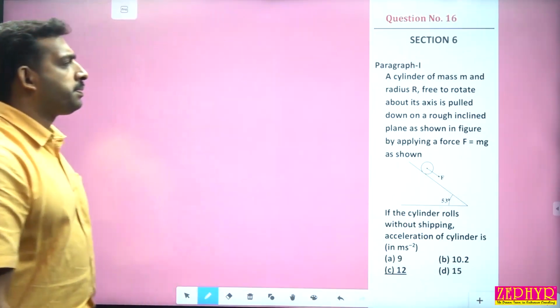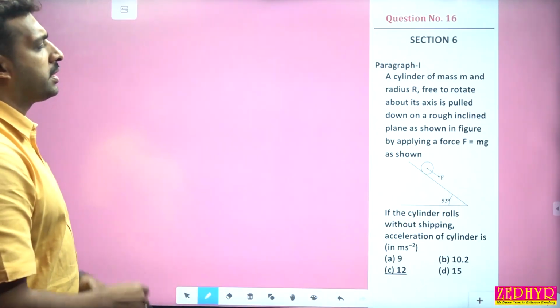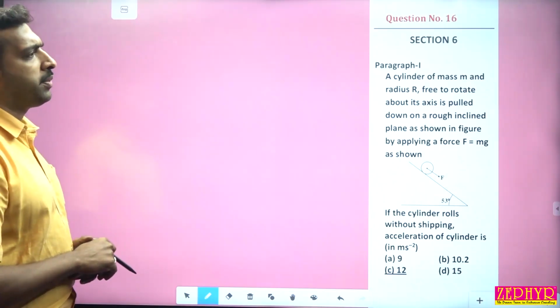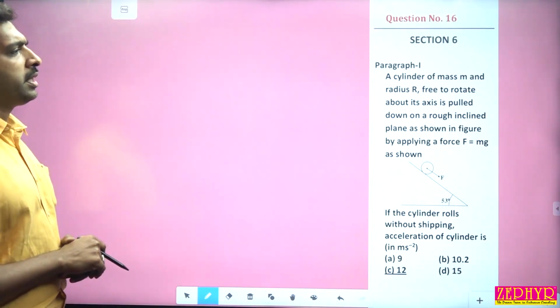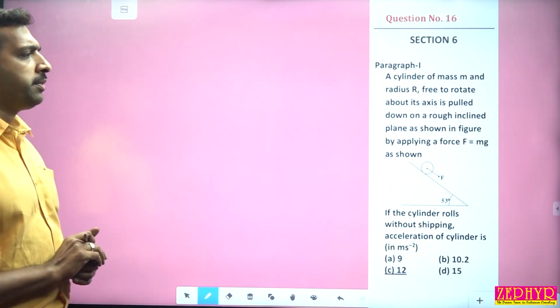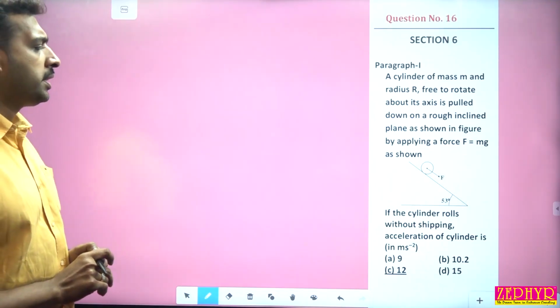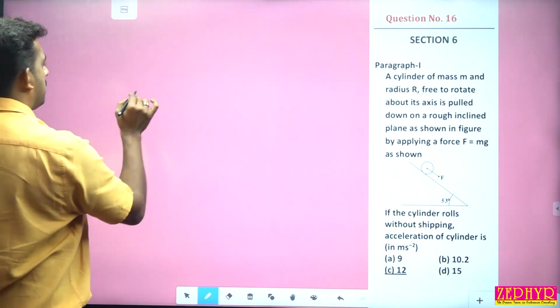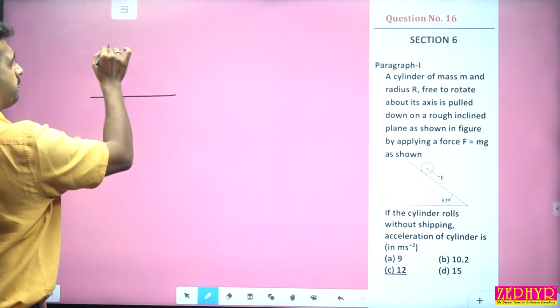Question number 16. Section 6. It is paragraph type. A cylinder of mass m and radius r, free to rotate about its axis, is pulled down on a rough inclined plane as shown in the figure by applying force F equal to mg as shown. The cylinder rolls without slipping. The acceleration of the cylinder is given by. So you can see that this is the inclined plane.